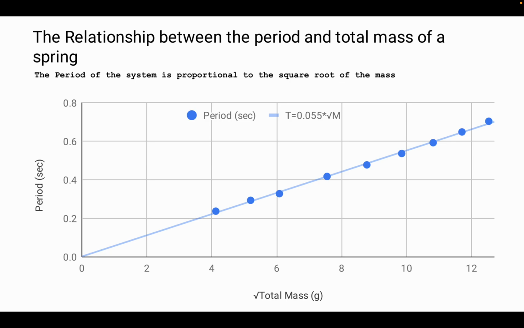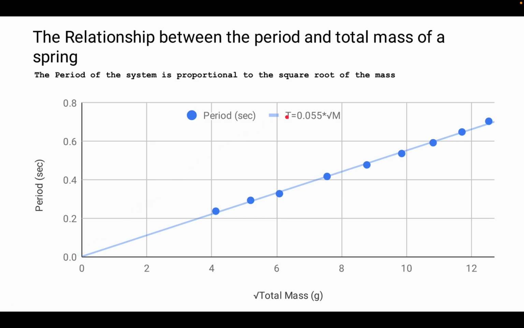All right, so we had a mass on a spring. It was bouncing up and down, and in lab, the second part of lab, you guys asked, how does the period depend on the total mass? And I think most of you figured out that if you plot the square root of the total mass versus the period, you got a pretty straight line. The intercept was pretty close to 0.